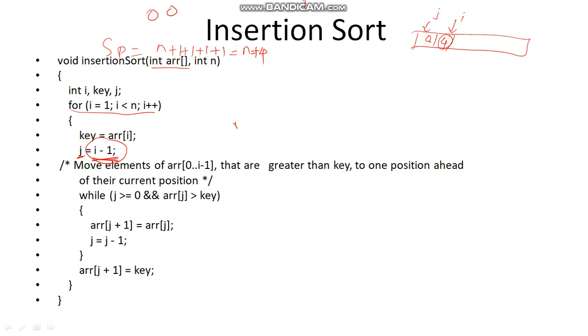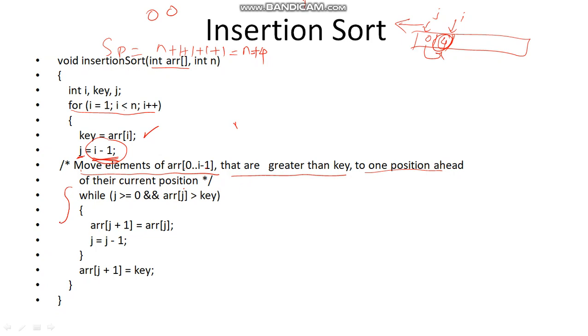Then we are going to check whether it is needed to shift all the values towards the left hand side of j. So key is equal to array i. Key is equal to 4 now, and j is equal to i minus 1, pointing here. In the next part, move elements of array 0 to i minus 1 that are greater than key to one position ahead of their current position. If it is not necessary to move, don't move it.